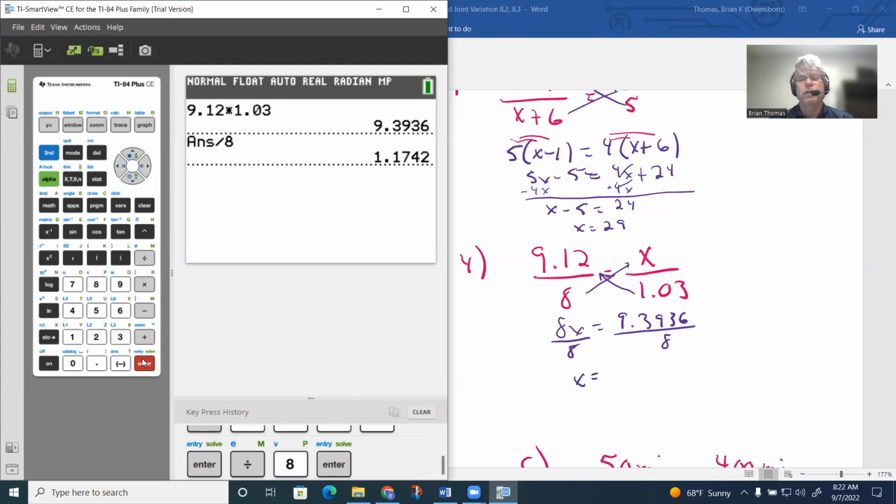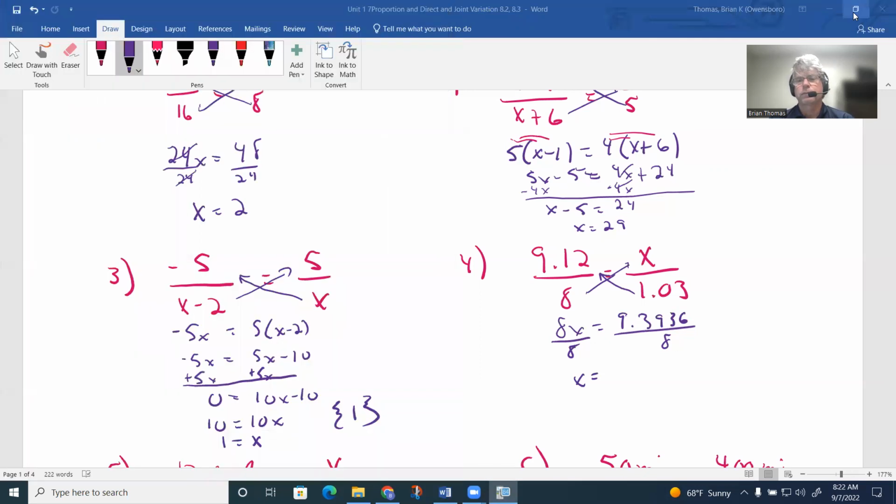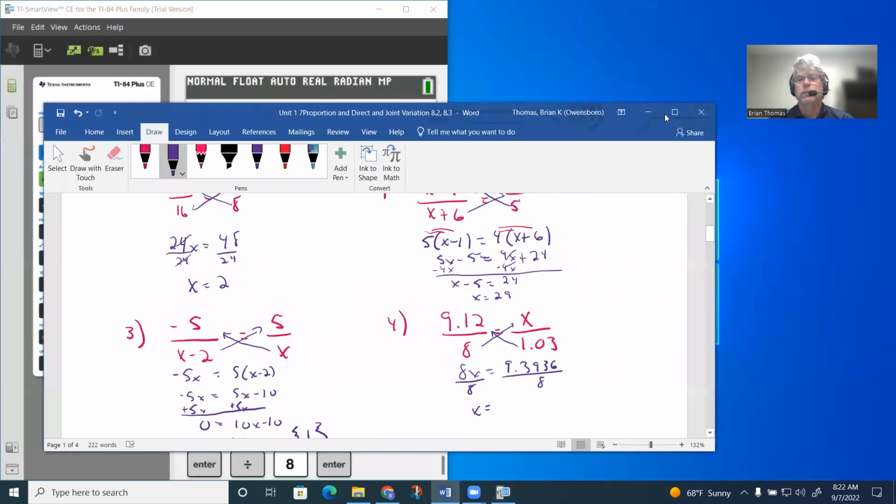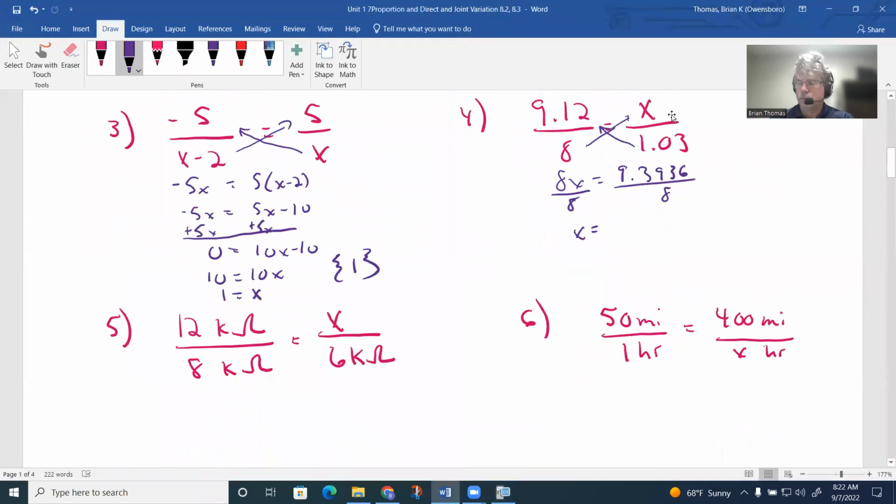So again, I don't have to round that one either. So 1.1742 would be our solution there. Again, if we need to write it as a solution set, we'd have 1.1742 as a solution set.